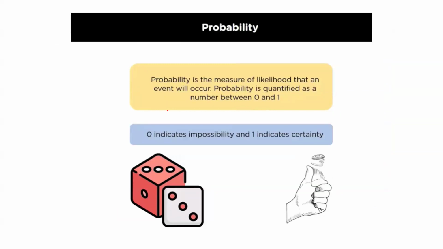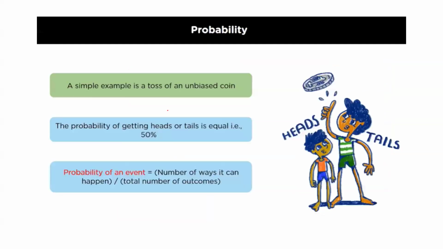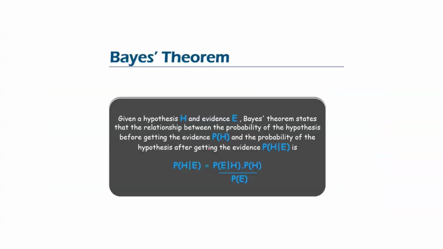0 indicates impossibility, and 1 indicates certainty. We can take a simple example, a very famous example for probability. If you toss a coin, the probability of getting heads or tails is equal, 50%. That is 1 by 2. The probability of an event is equal to the number of ways it can happen divided by the total number of outcomes. So this is what probability is.